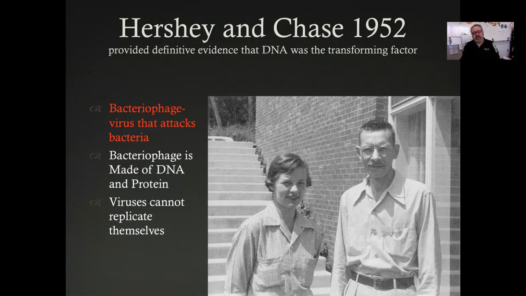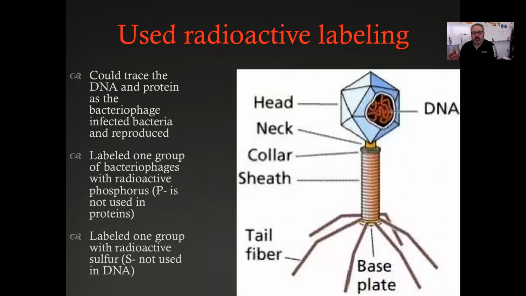Whereas before it didn't. So they started doing experiments using bacteriophages. Those are viruses that will attack bacteria. A bacteriophage is made up of protein and DNA, and most viruses can't reproduce on their own. They have to have a host cell of some sort that's able to reproduce.